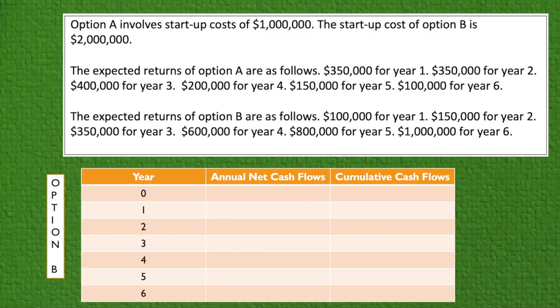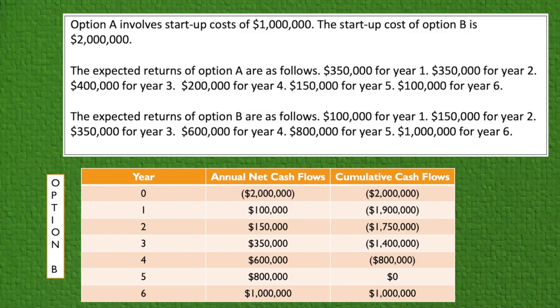Okay, let's take a look at what we got here. Hopefully your table looks something like this. We have in year 0, negative $2 million. So we put that under annual net cash flows and cumulative cash flows. Then we continue to add our positive cash inflows each year until we arrive at $1 million. That's what this should return to us.